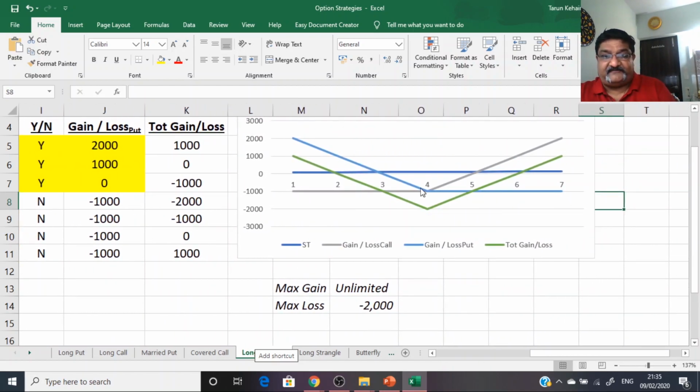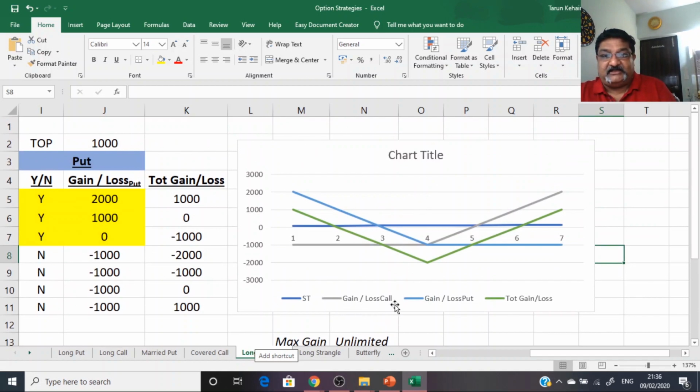Now, this is your graph. Now let's look at the gain or the loss on the call. The call is in the gray. So if you start here, it starts with you not exercising the call option and paying just the option premium. So that's your net loss. And as your prices move upwards, you get more and more gains. And mind you, your gains can be unlimited because there is no limit to which the stock prices can increase.